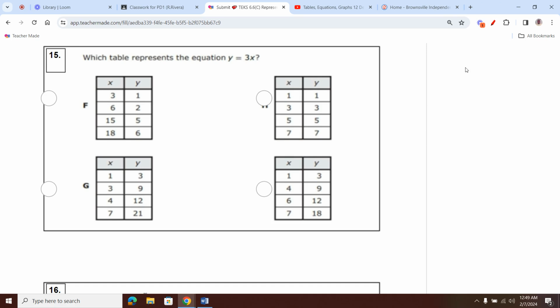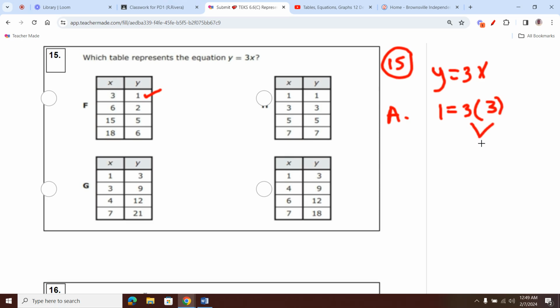Okay? Let me do only one again. Y equals 3x, and I'm going to do table A. Who's the Y? 1. Parentheses means times. Who's the X? 3. What's 3 times 3? 9. Does that equal 1? No, it doesn't. That's why A should not be the answer.